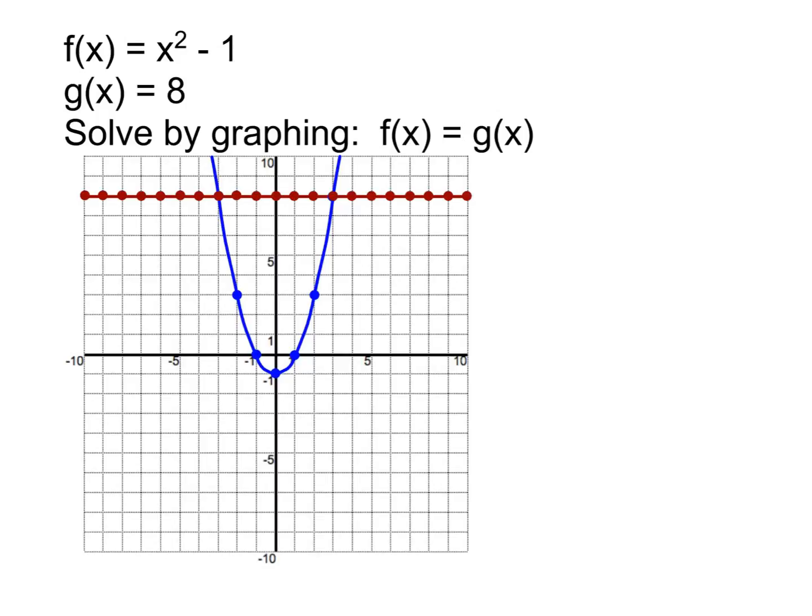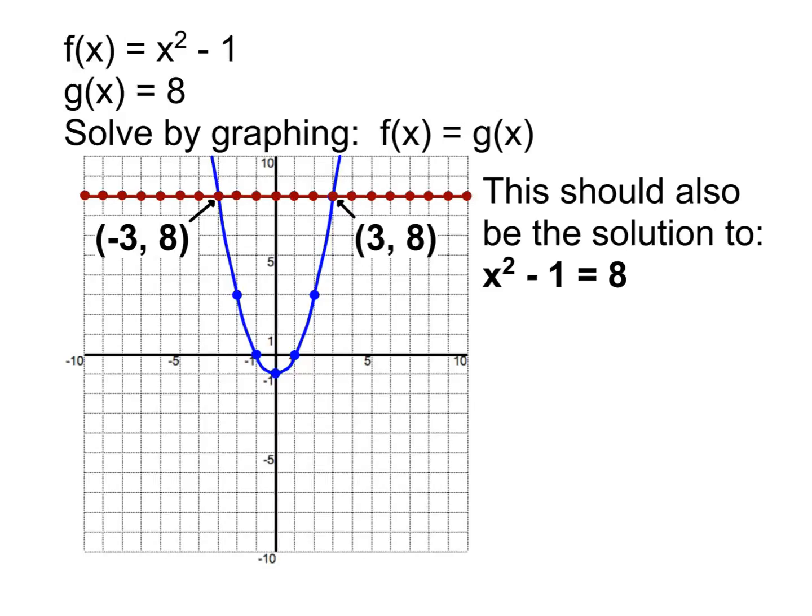Now, the equation that we started class solving was x squared minus 1 equals 8. The solutions here that we just found, the points where they crossed, should be the solutions for that equation as well. But notice that when we did it on the graph, we got 2 answers. When we did it algebraically, we only got 1. The algebra told us this number right here, the positive 3. But it didn't tell us about this negative 3.